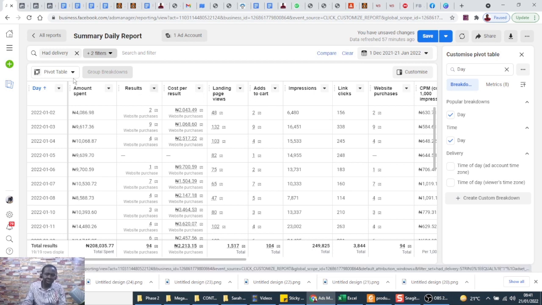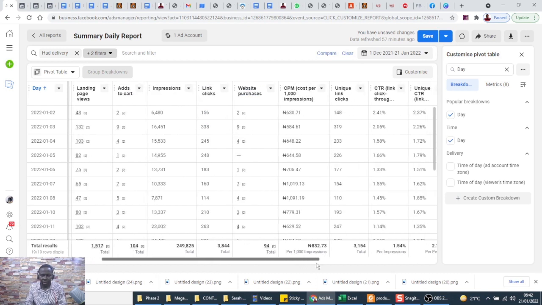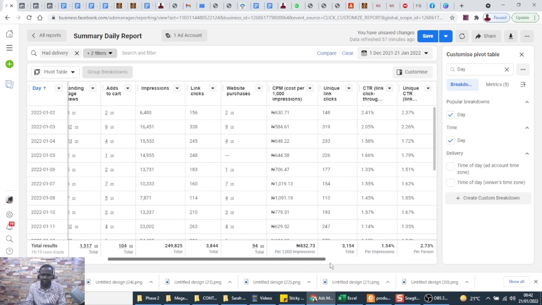You can see my dashboard, my screen, and this summary daily report. You can see the amount of money spent, the results, that's purchase, since I'm optimizing for purchase, cost per result, landing page view, add to cart, impressions, website purchases, and some other important metrics that I use for making my decisions to scale up.